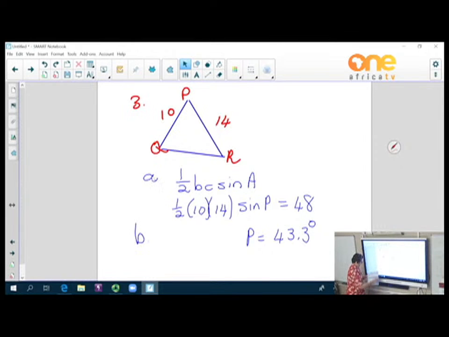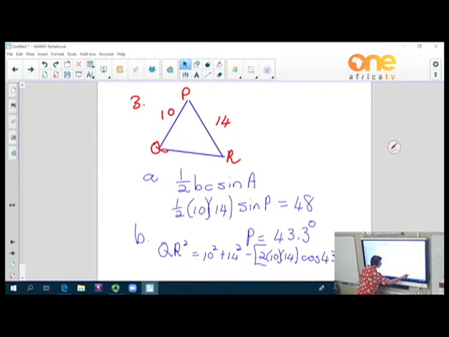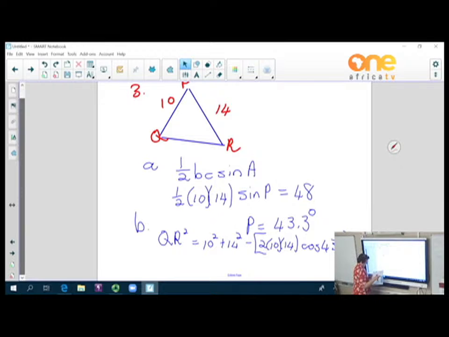And then the last one says, calculate the length of QR. This is the third side, so it will again be the cosine rule, which is 10 squared plus 14 squared minus, in brackets, 2 times 10 times 14 cosine, and I'm going to use this angle, which is why you had to show that question in the previous one. And my final answer is QR is equal to 9.6 meters.